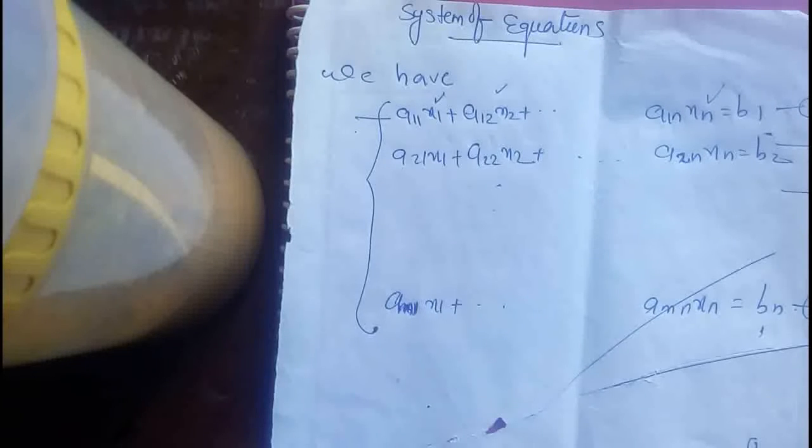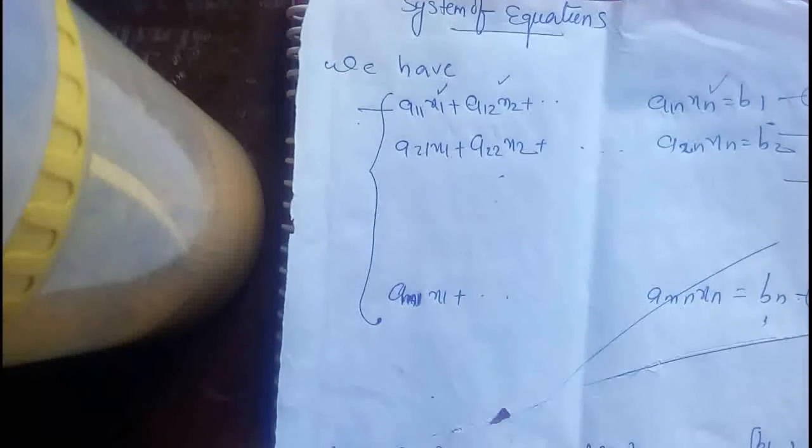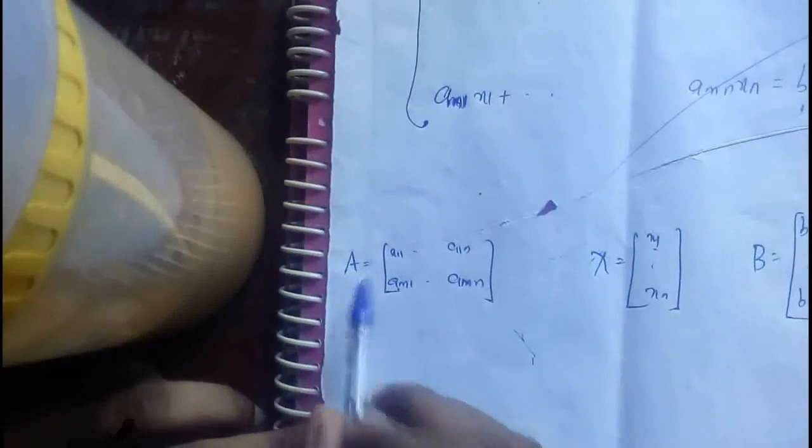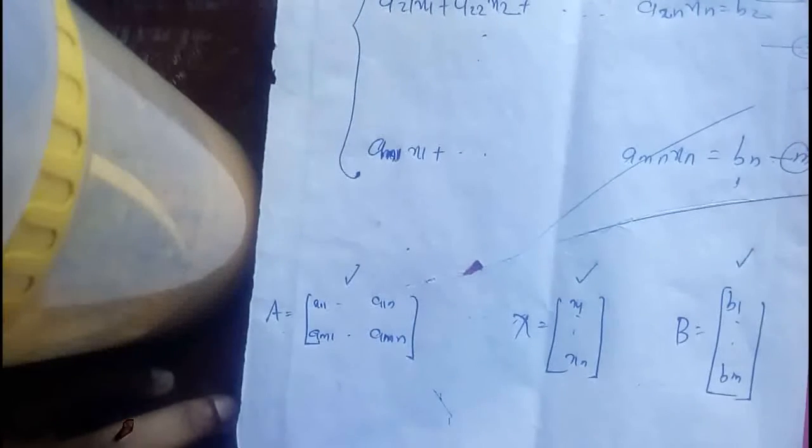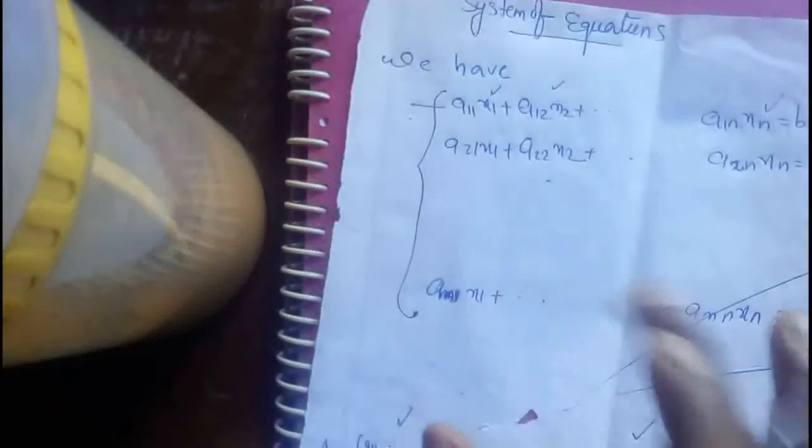These m equations and n unknowns can be rewritten in matrix form. That matrix form is A equal to a11, a12, etc. a1n, a21, a22, etc. a2n, am1, am2, etc. amn. This is the first matrix from these equations. Next is x equal to x1, x2, etc. xn. Next matrix is b1, b2, etc. bm. So we construct three matrices from this equation.